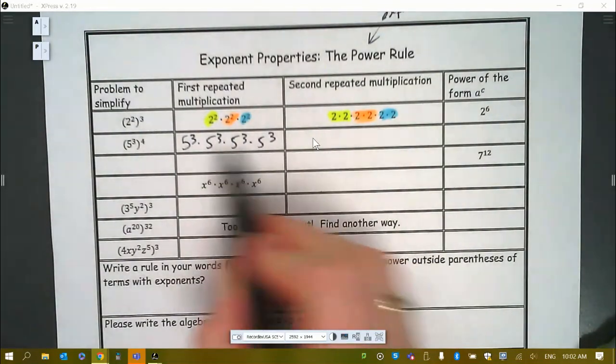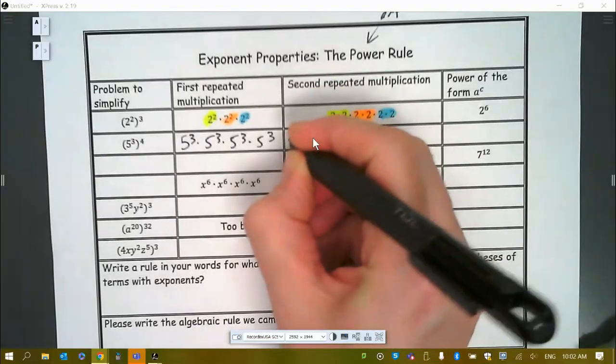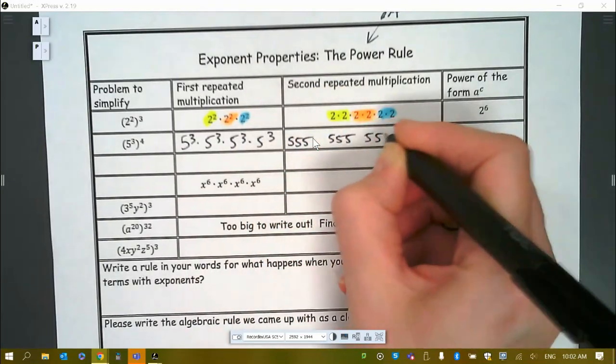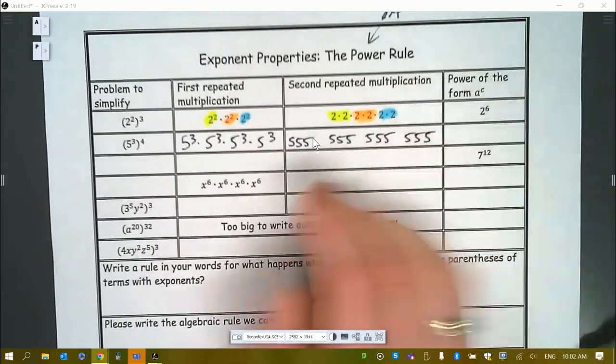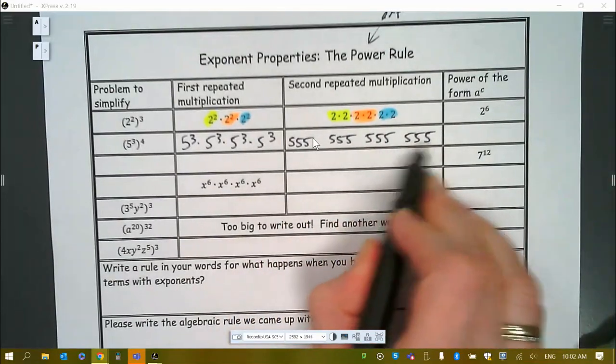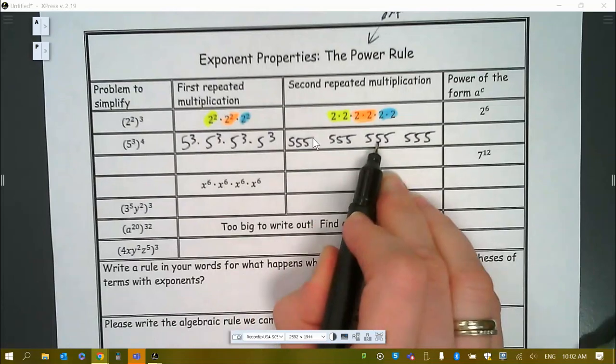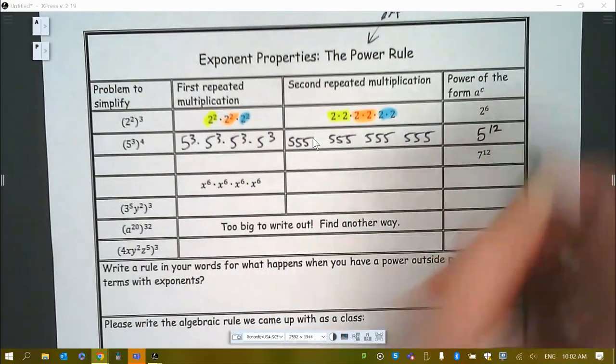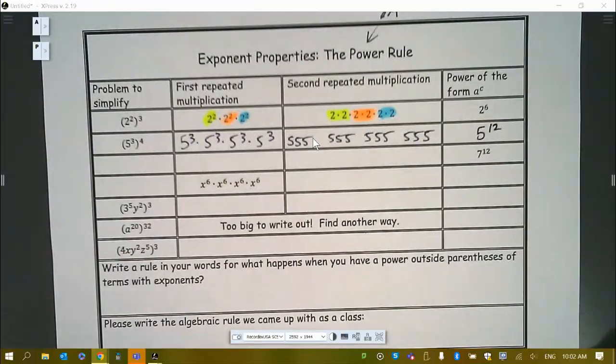What we're really thinking about then is if I wrote these out, I would have 5 groups of 3 5s. Sorry, 4 groups of 3 5s, right? 3, 3, 3, and 3. So this is 3, 6, 9, 12 5s. So this is 5 to the 12th. So how am I getting there, right?